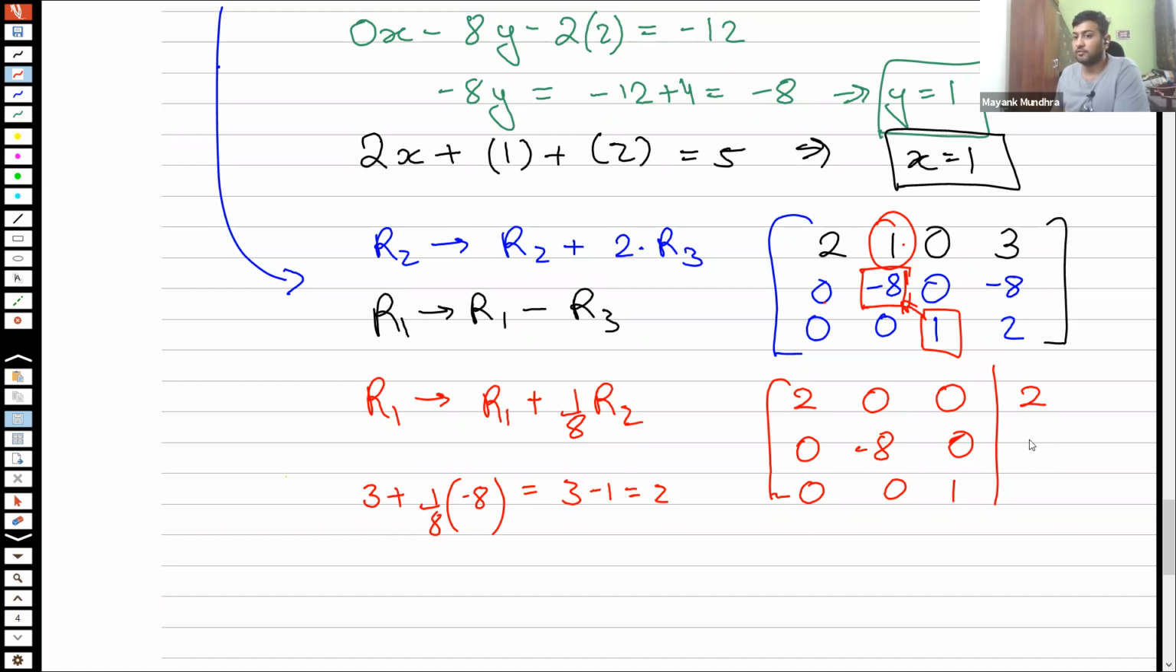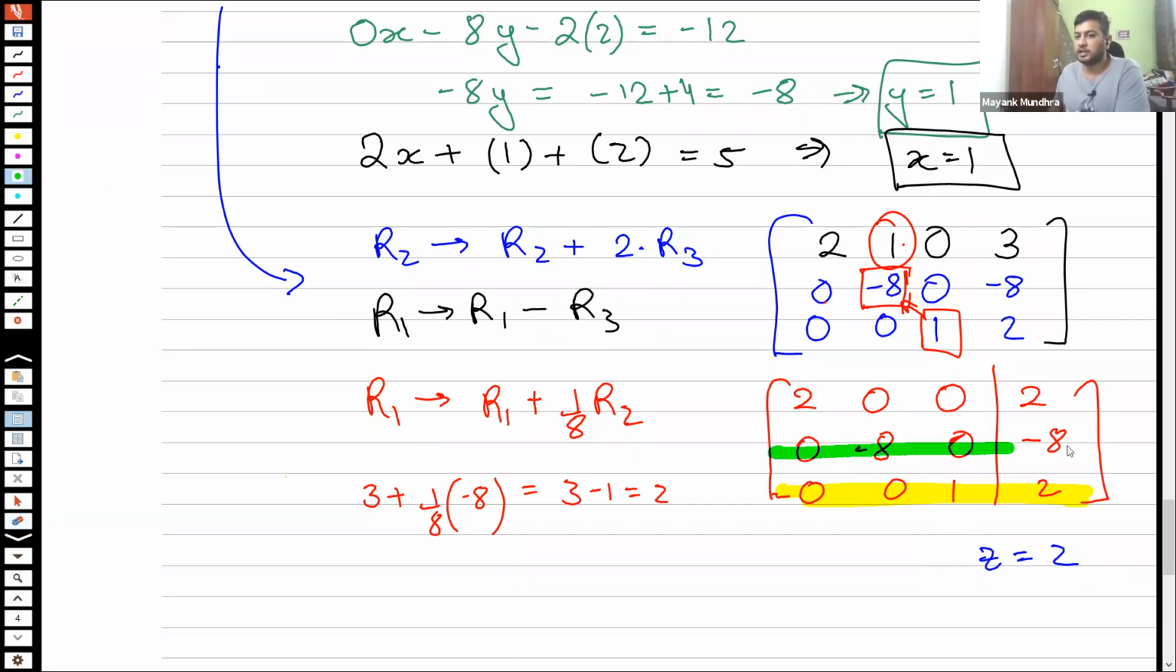And then you have minus 8 here and 2. So nothing changes here, right? Now, if you look at the last equation, it is just 0 times x plus 0 times y plus 1 times z equals 2, which is basically z equals 2.